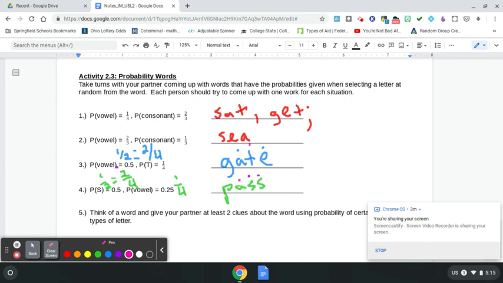So let's say I'm thinking of the word, I don't know, I'm just looking in my room right now, light. Okay, so L-I-G-H-T. So maybe I would give my partner the probability of picking a vowel is 1 out of 5, and the probability of picking a G is 1 out of 5. Okay, and they've got to think of a word that meets those requirements. Okay, so that's an example. I want you guys to work with your partners. Good luck.